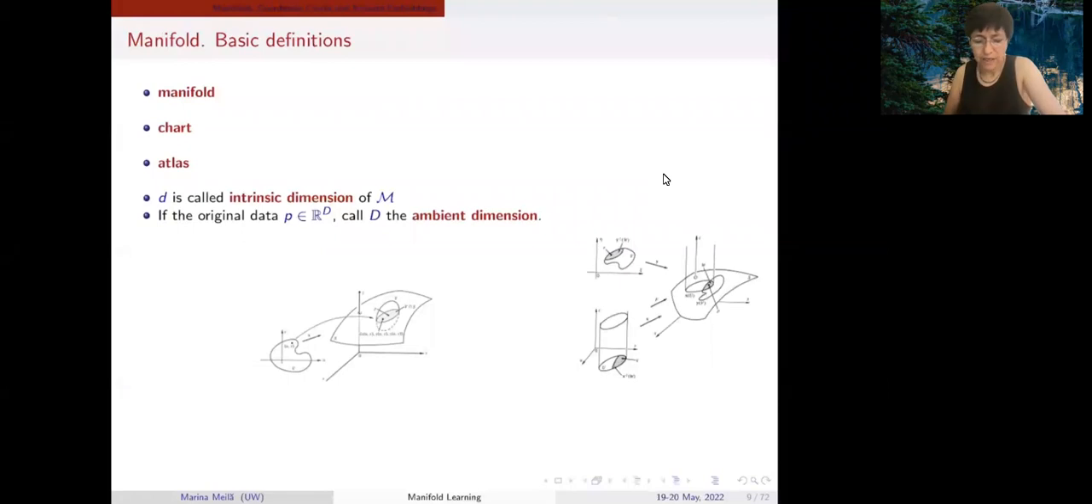A manifold is something that can be represented locally as a piece of a Euclidean space R^d. And this is what this figure shows: if we take a nonlinear manifold, we cut a piece of it with a ball. So we have a small neighborhood on the manifold. This maps smoothly to a piece of R^2 in this case.